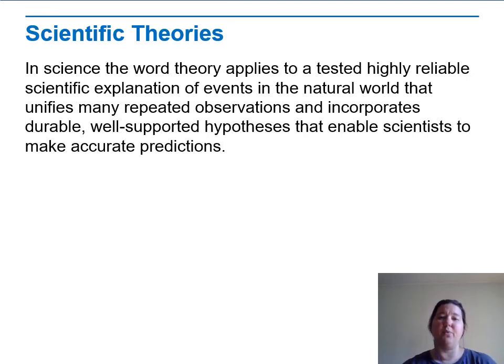In science, however, the word theory applies to a tested and highly reliable scientific explanation of events in the natural world that unifies many repeated observations and incorporates durable, well-supported hypotheses that enable scientists to make accurate predictions. This is really important when we think about the theory of evolution, the theory of relativity. Not that we're going to talk about all of these, but when theories in science are labeled a theory, that means they have a lot of evidence and a lot of support behind them. They're not just some idea that somebody cooked up that we're still trying to figure out.